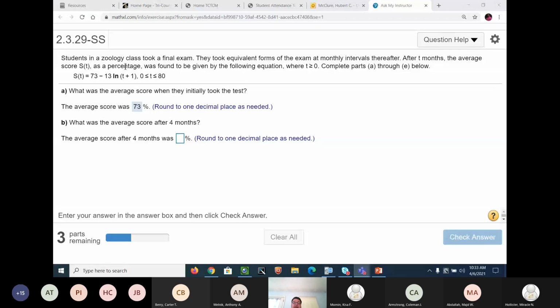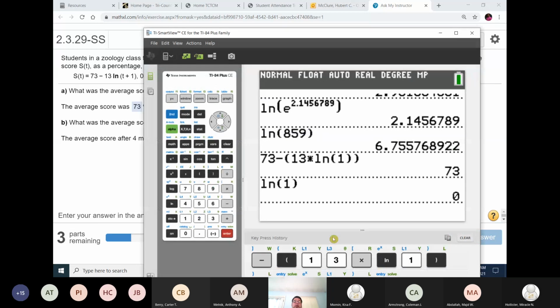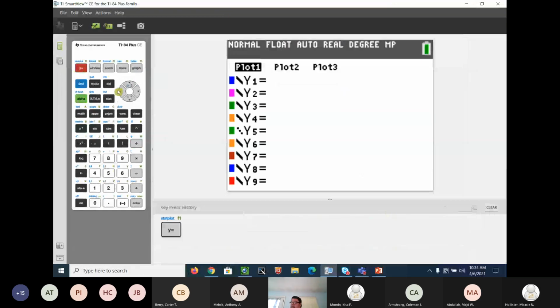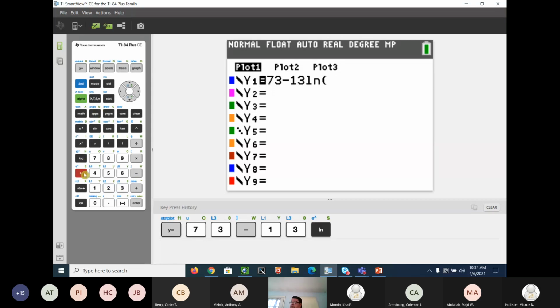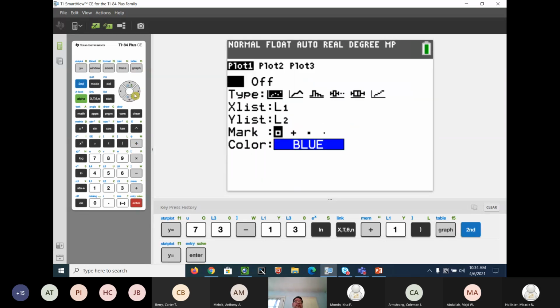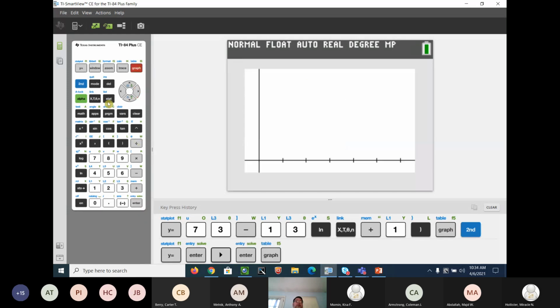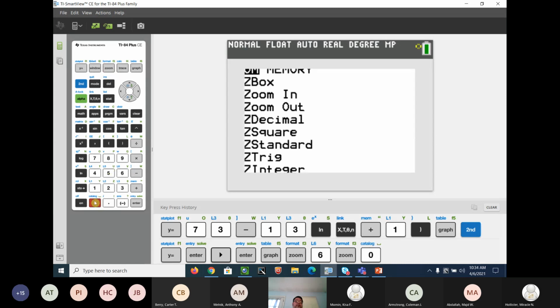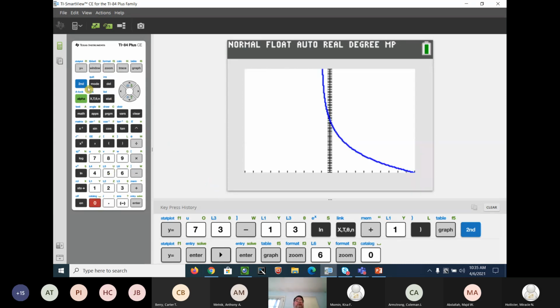Or you could actually type this in your calculator. Let me show you a trick I learned in the war. Hit clear, clear. You could actually type in y is equal to 73 minus 13 natural log of x plus 1. And hit graph. And of course, you don't need that, so I'm going to turn the second stat plot off. And hit zoom standard or zoom fit. Which one is zoom fit? 0. And now you can just hit second table.